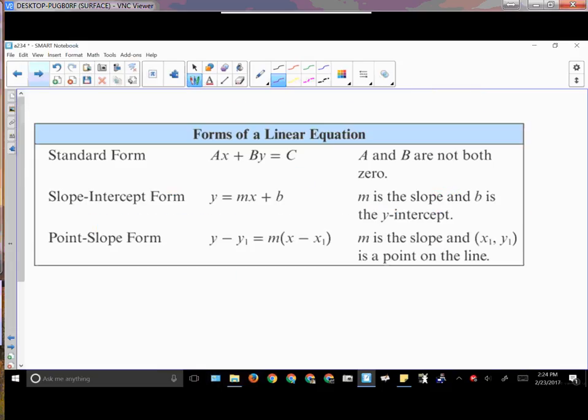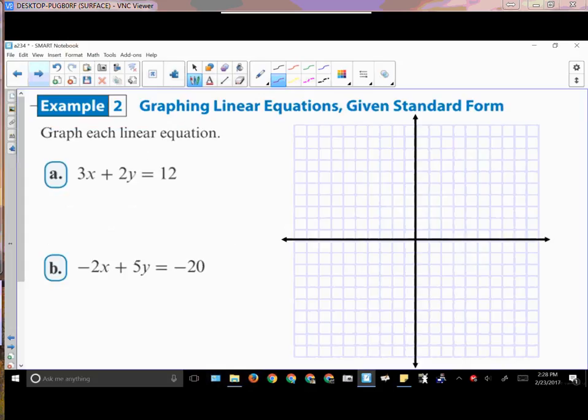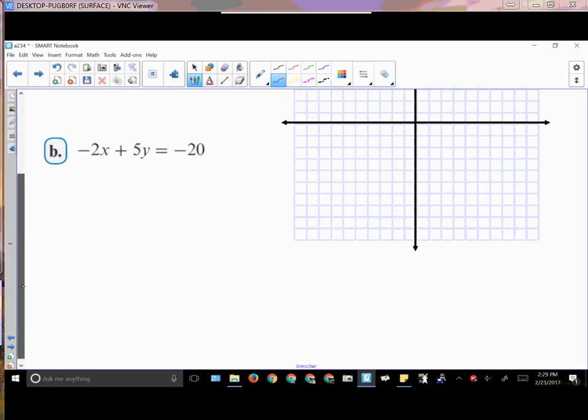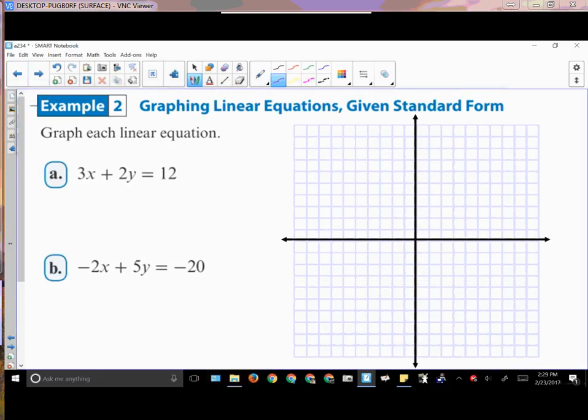Okay? So I'm going to give you a few moments to make sure you get this stuff into your little book. All right. Now, we're going to take a look at graphing these type of things. We've looked at these before, so this is just going to be mostly a review for you.